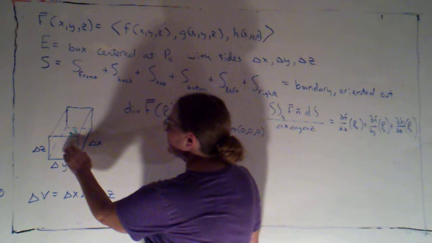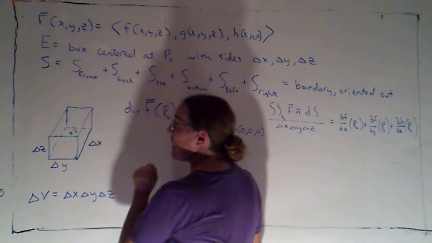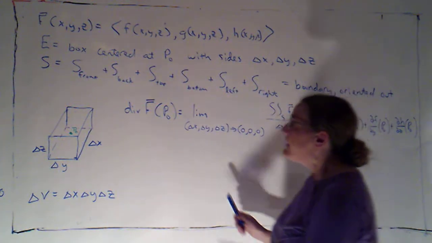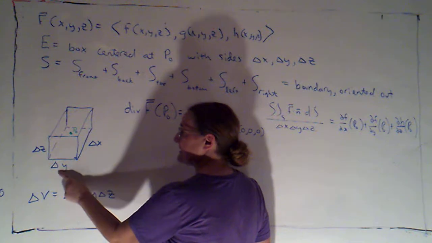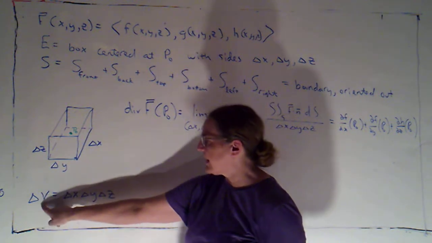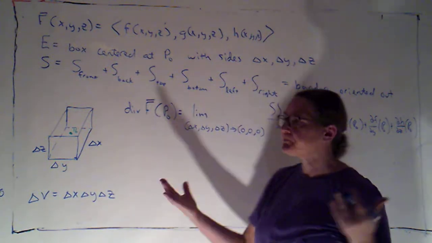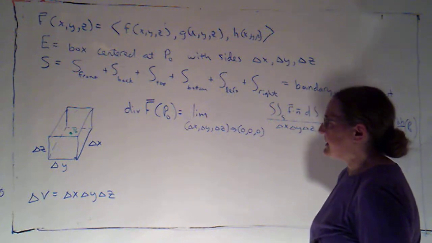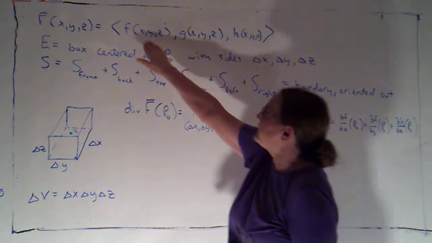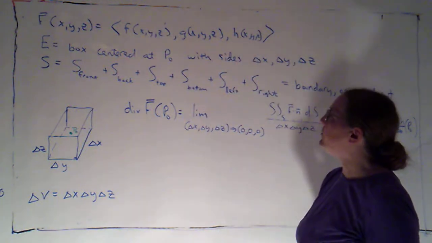So they're going to present us with this. We're going to have a point P naught, which is going to be the center of our rectangular box. The sides are going to be delta x, delta y, and delta z. That means that the volume of this box I can write as delta V, which is just the product, delta x, delta y, delta z. Then I've got to have my vector field, F. I've just named the component functions little f, little g, and little h. Those are the real valued component functions.